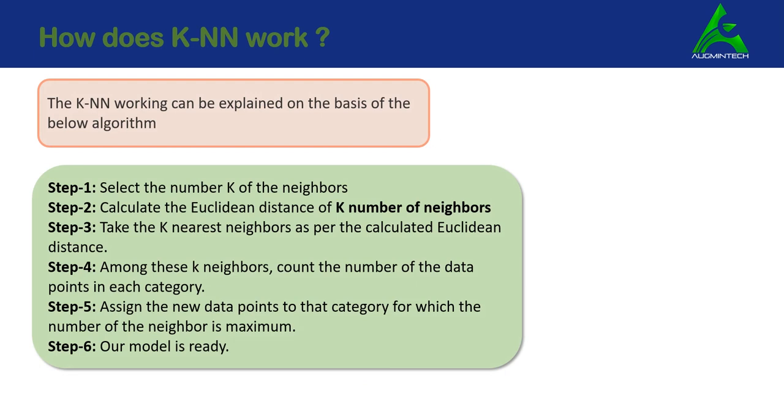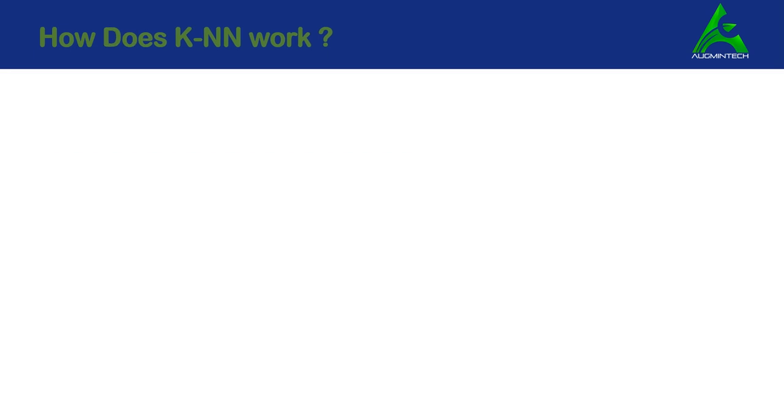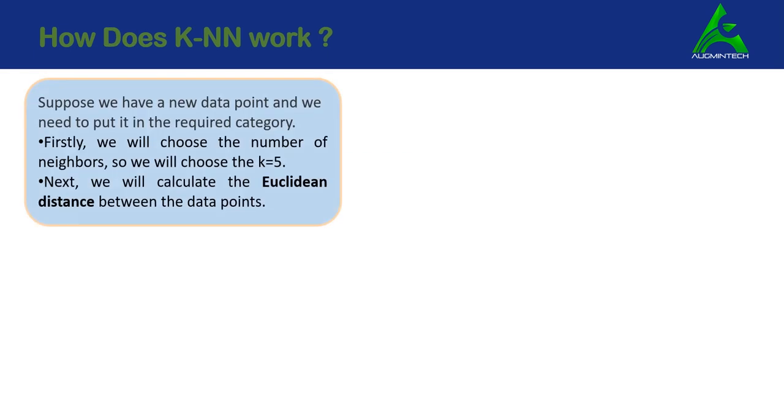And then we take the k nearest neighbors as per the calculated Euclidean distance. Among these k neighbors, we'll count the number of data points in each category. Assign the new data point to the category for which the number of neighbors is maximum. And then lastly, our model is ready. So now when working with KNN, we require a value of k. So let's have a look at how this KNN works.